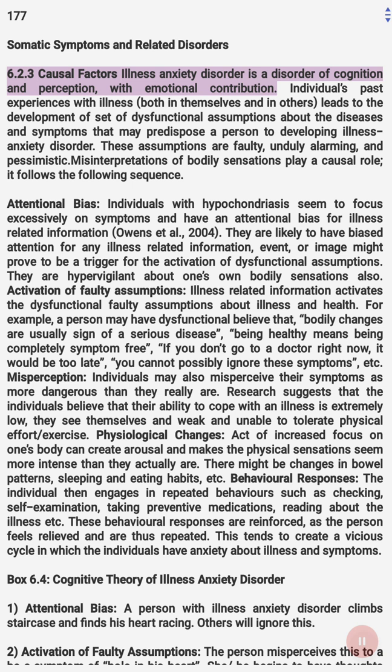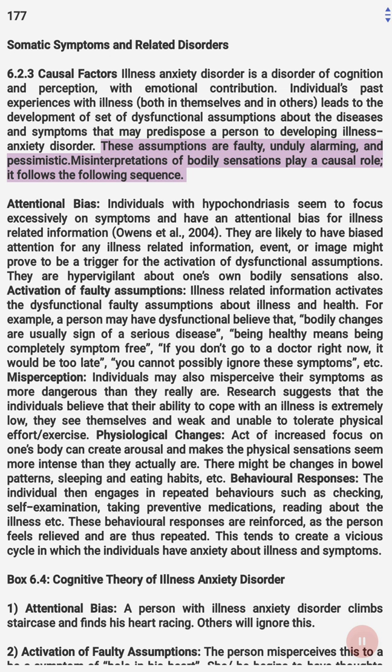6.2.3 Causal factors. Illness anxiety disorder is a disorder of cognition and perception, with emotional contribution. Individuals' past experiences with illness, both in themselves and in others, lead to the development of a set of dysfunctional assumptions about diseases and symptoms that may predispose a person to developing illness anxiety disorder. These assumptions are faulty, unduly alarming, and pessimistic. Misinterpretations of bodily sensations play a causal role.